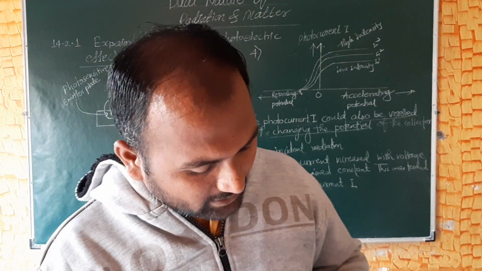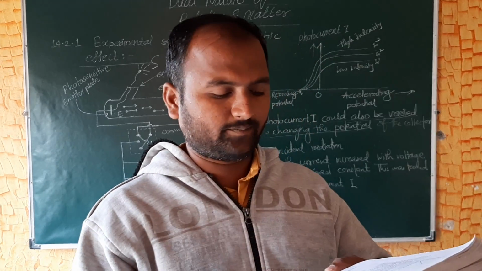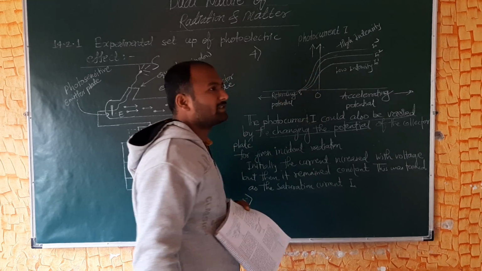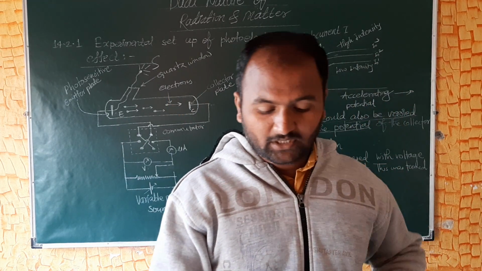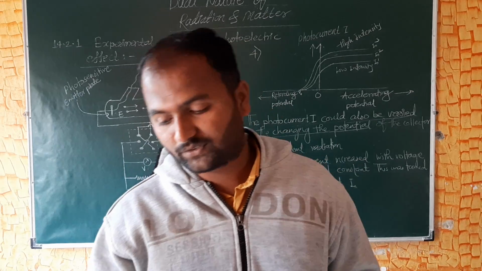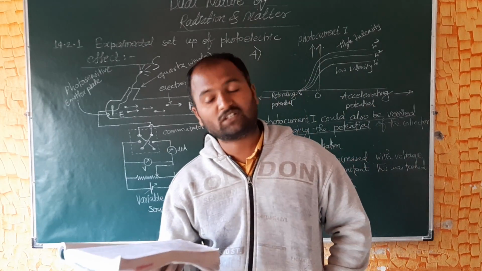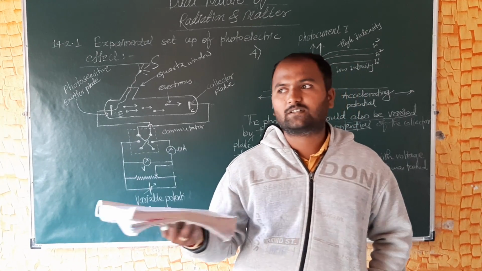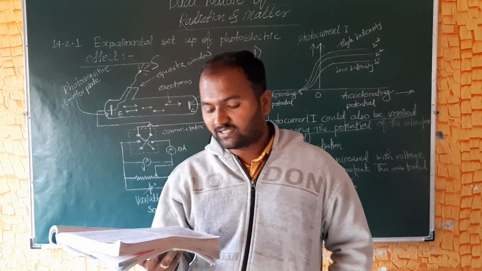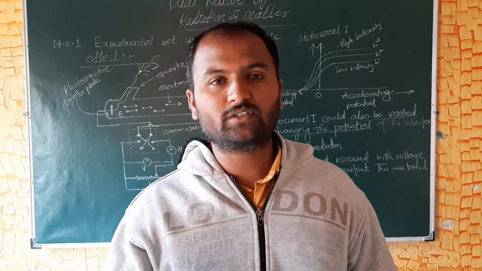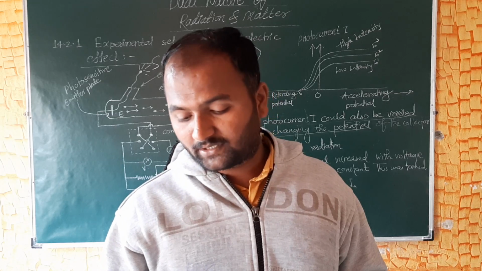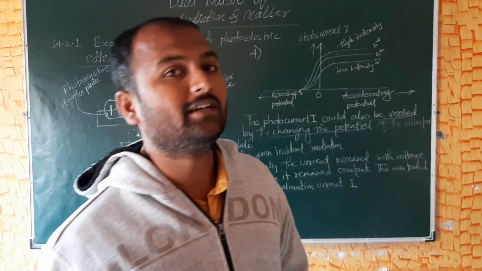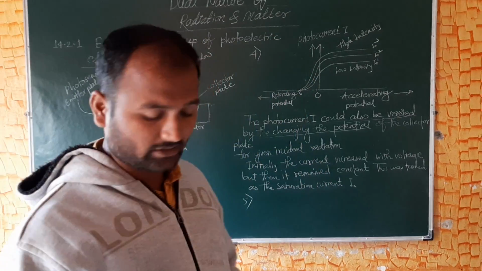So keeping the accelerating voltage and incident frequency fixed, the intensity of incident radiation is also fixed. Then what happened? If the intensity of incident radiation was increased, then the value of saturation current also increased proportionately. If the intensity of incident radiation increases, current also increases. So if the intensity was doubled, the saturation current was also doubled. So this is the fifth observation.